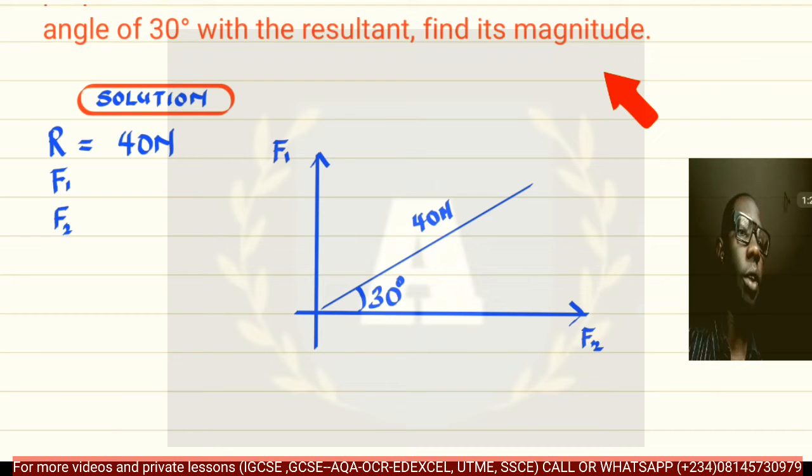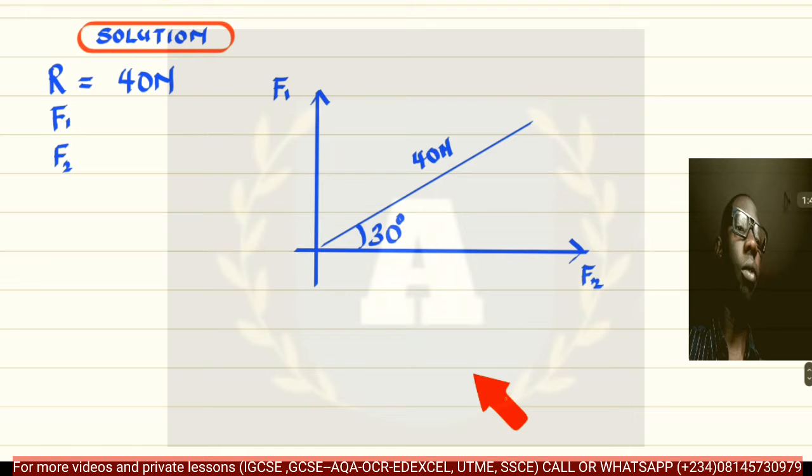So the force that makes an angle of 30 degrees with the resultant is F2. So we should find its magnitude, the magnitude of F2, because it is actually F2 that makes an angle of 30 degrees with the resultant. So now, how do we calculate F2? Now, in our simple mathematics, we know that this is the adjacent, and the side facing this angle is the opposite, while this is the hypotenuse.